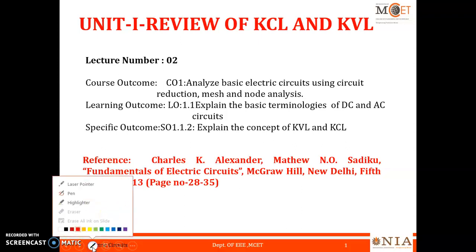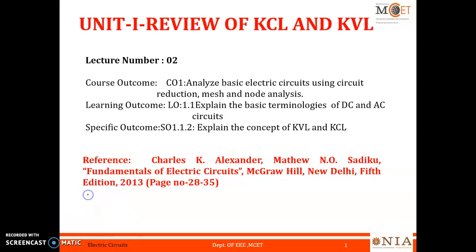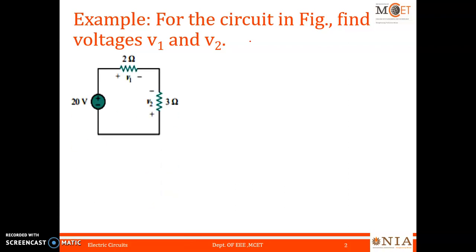In the previous class, we had seen the concept of Kirchhoff's current law and Kirchhoff's voltage law. In today's class, we will see some of the problems associated with Kirchhoff's voltage law. So let us go into the problem now. This is the first problem.